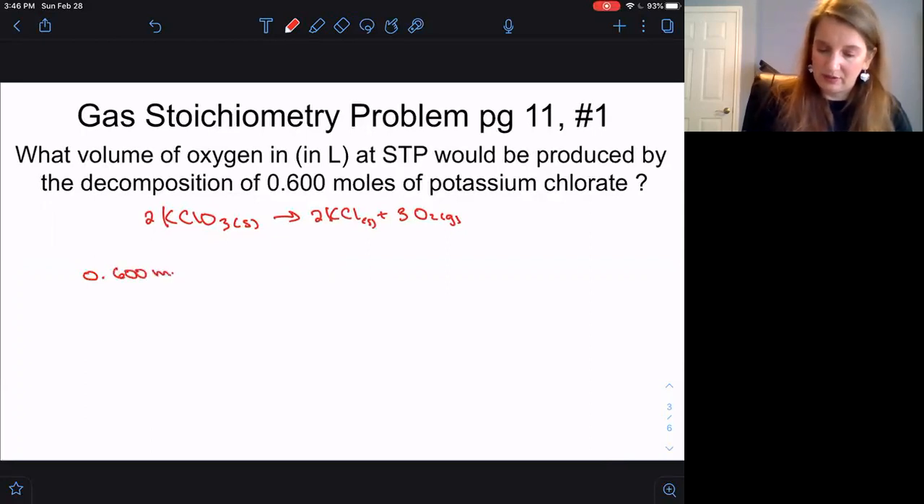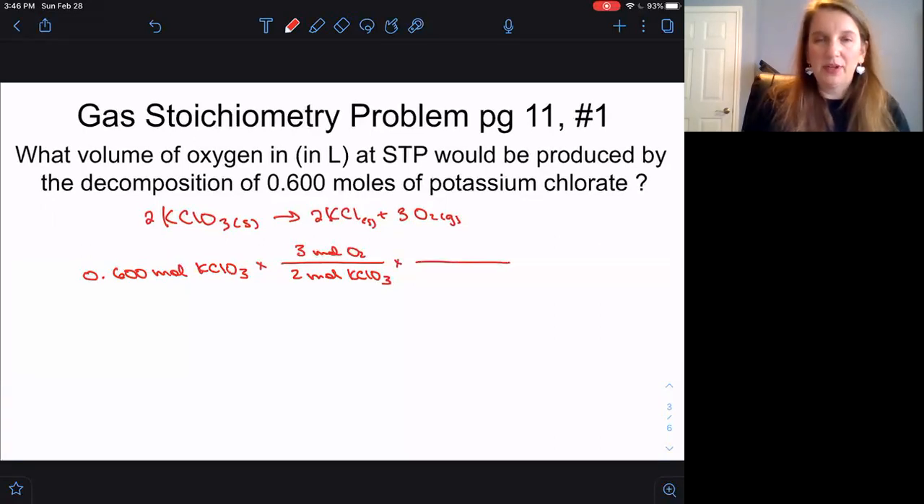0.600 moles, that's our given, of KClO3. We multiply it, since we're already in moles, we're going to go ahead and use that mole ratio. So 2 moles of KClO3 and then 3 moles of O2 on the top. And then we're looking for the volume of oxygen. So since we have moles of O2 on the top, we have moles of O2 on the bottom. We already used our coefficient, so we're back to 1.